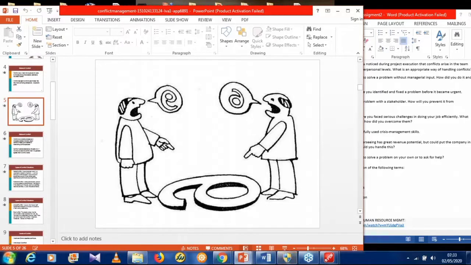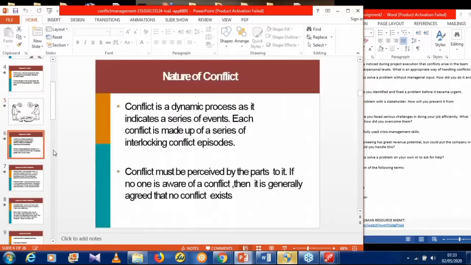So this in itself is what brings about conflict in the mind. However, there are benefits that come with it. Alright? It is also the nature of conflict. Conflict is dynamic. It's a dynamic process because it indicates a series of events. Each conflict is made up of a series of interlocking, conflicting episodes. Yes. Now, conflict must persist by the path to it.